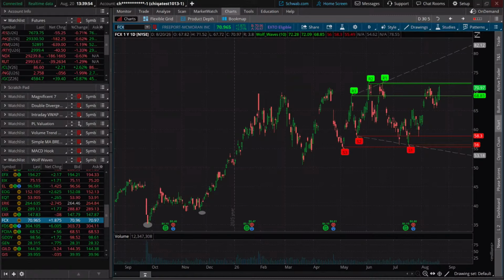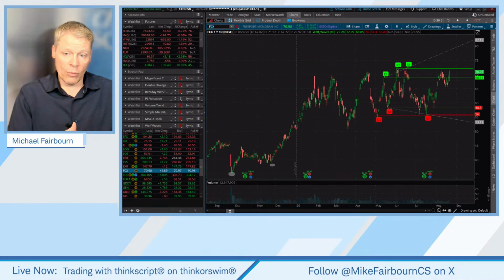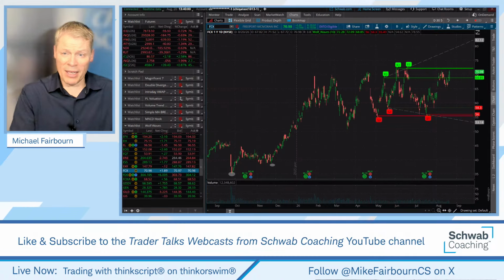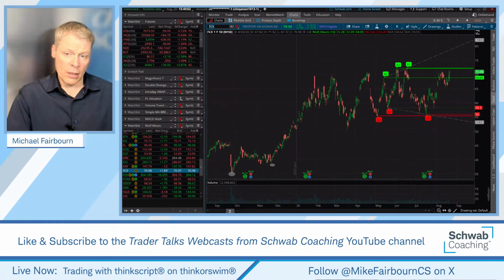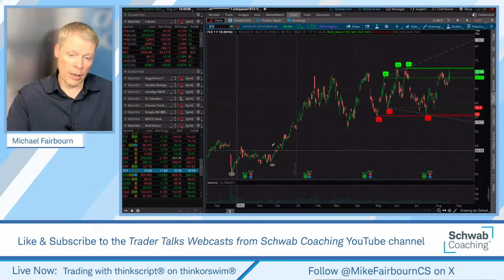Folks, I hope you found this useful and informative. I like the fact that we can just see, even just the indicator by itself with the wolf waves in here, you get to see some really interesting levels on the chart. And are we close to it or not? Well, maybe that's where the scan comes in to help out.